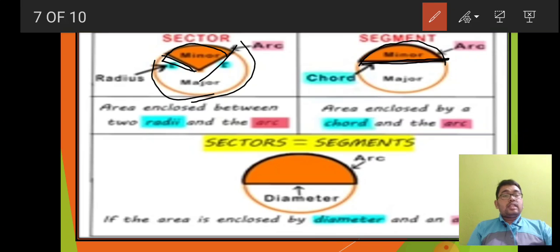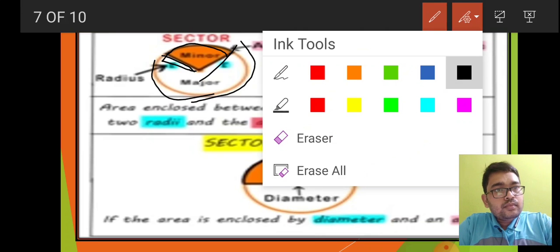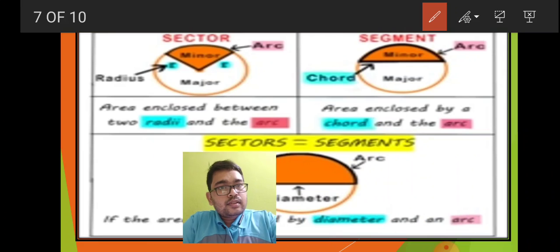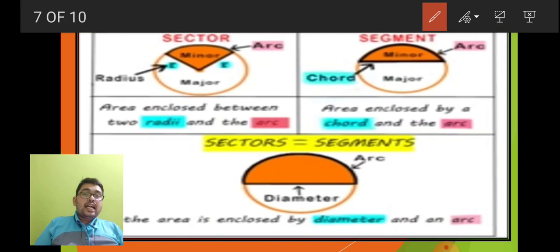Now think, when the chord becomes the diameter, so the area is enclosed by the diameter and the arc, at that time sector and segment both become equal. Now you can understand nicely here. See here, this circle is enclosed by a diameter and its arc.